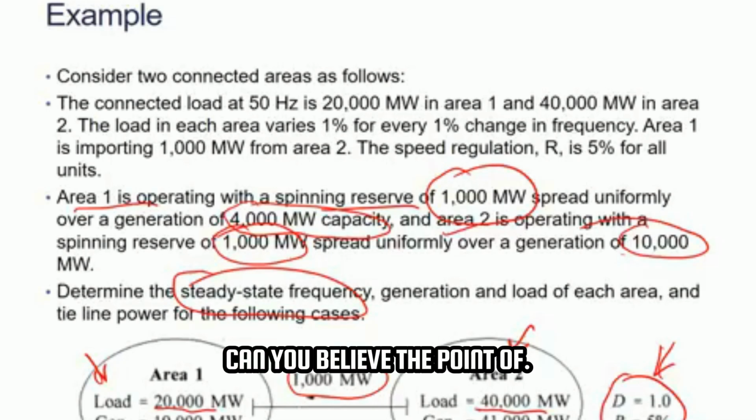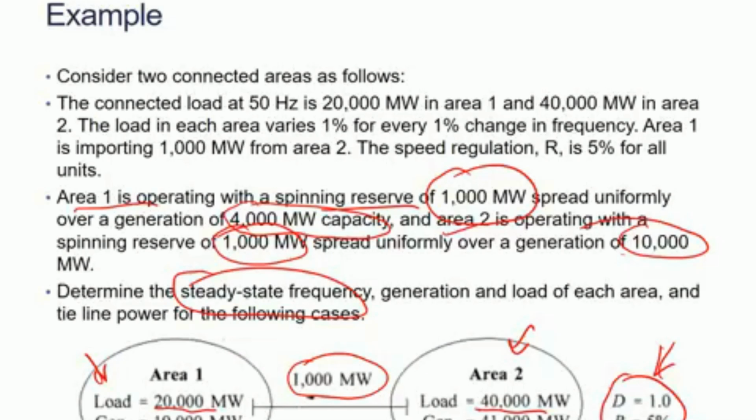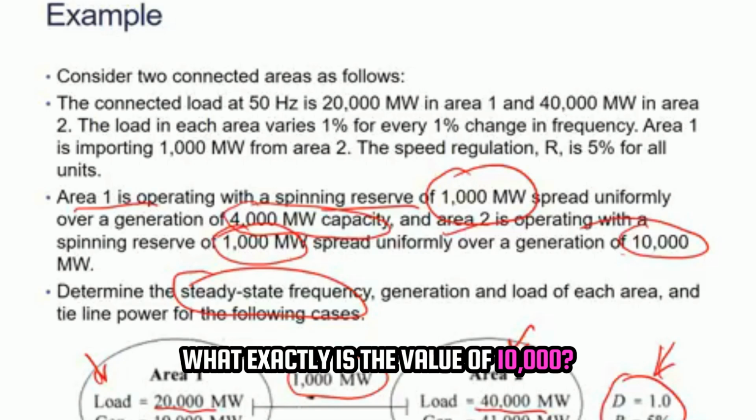Can you briefly explain the point of spinning reserve? Sorry, what exactly is the value of 10,000?